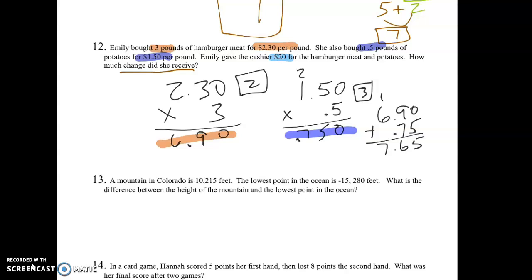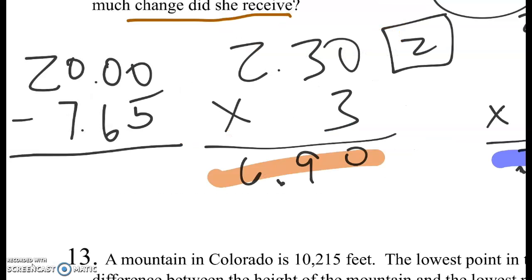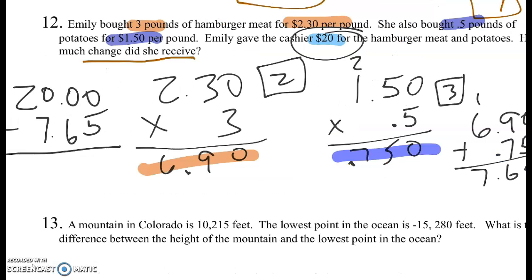$7.65. Alright, so that's not all we have to do. Remember, we had 20 bucks. So we've got to do 20 minus $7.65. So we've got to borrow here. Borrowing across zeros is not the greatest thing. Oh, I'm going to have to finish this on the next video. Sorry.